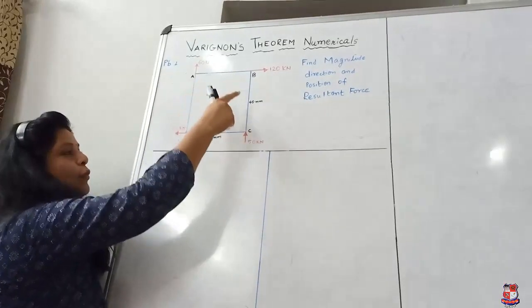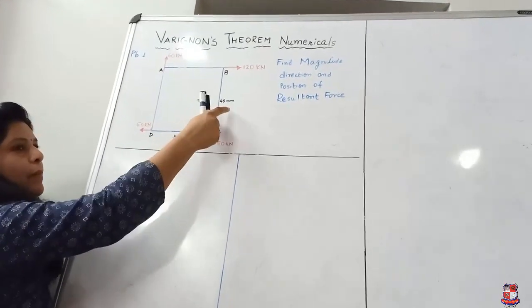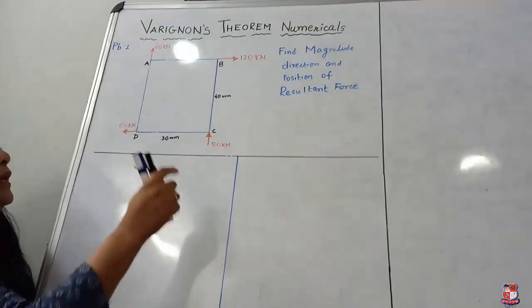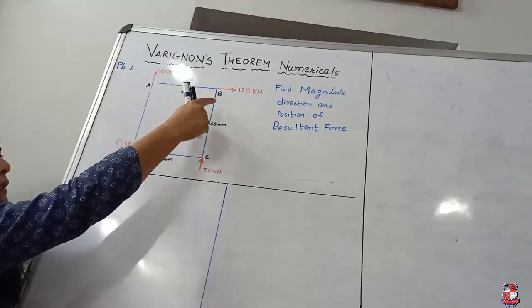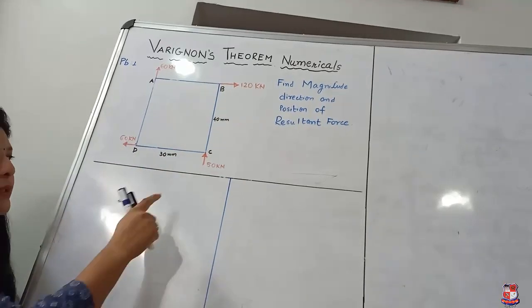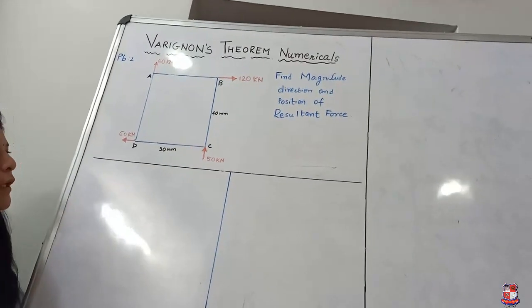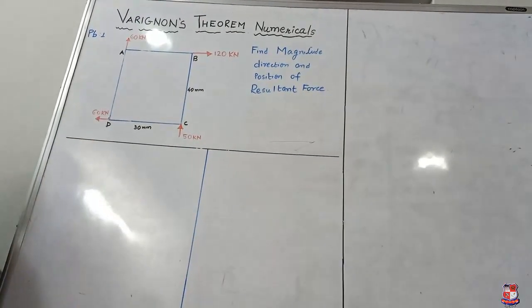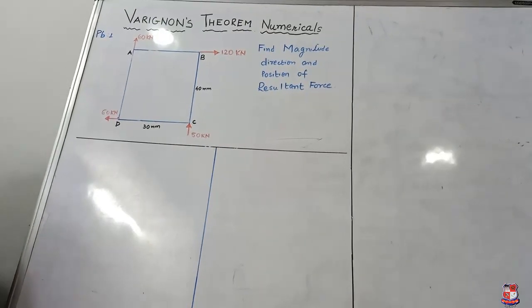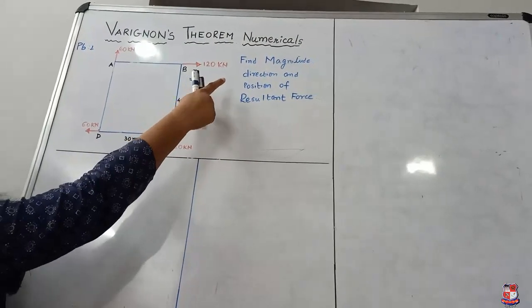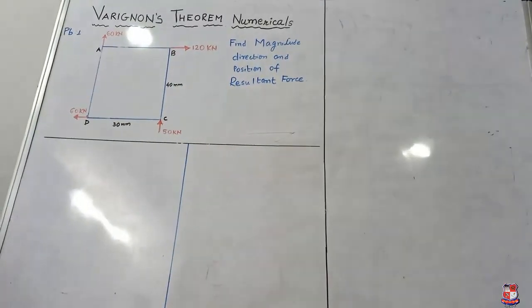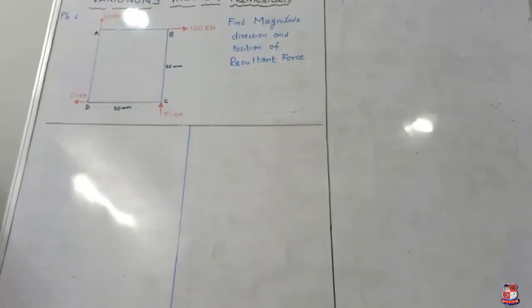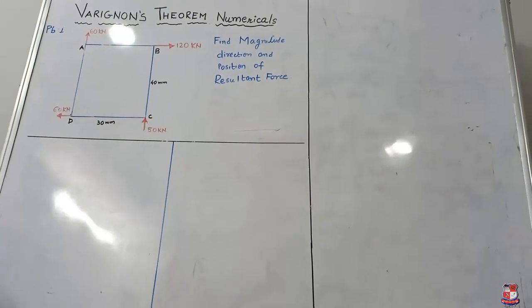You can see that this is a diagram where we have got a rectangle of 30 mm by 40 mm. There are 4 forces acting: at point A 60 kilonewton, at point B 120 kilonewton, at point C 50 kilonewton, and at point D 60 kilonewton. What does it say? We have to find the magnitude, direction and position of the resultant force. So what is our step number 1?